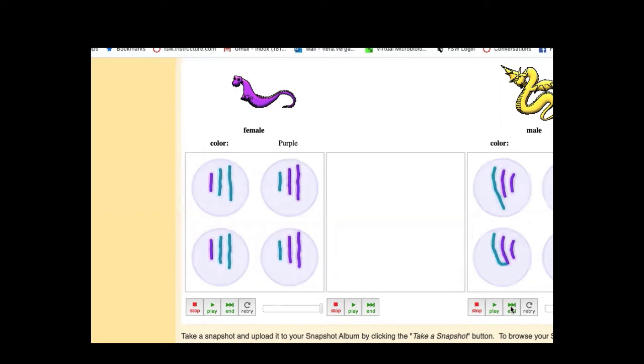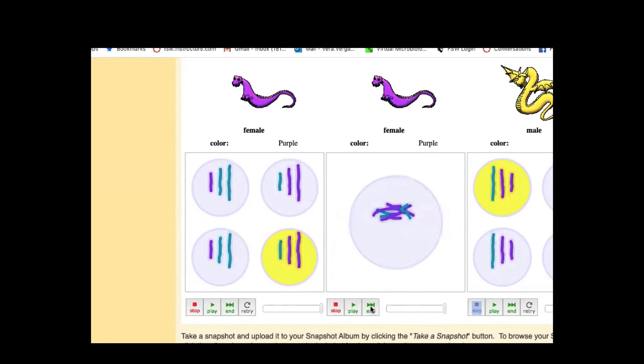So there's his 4. And now what you do is you choose a gamete. So I'm going to choose that one from the female, and I'm going to choose that one from the male. And now I'm going to see what my baby looks like. Speed it up. Oh, it's a girl.